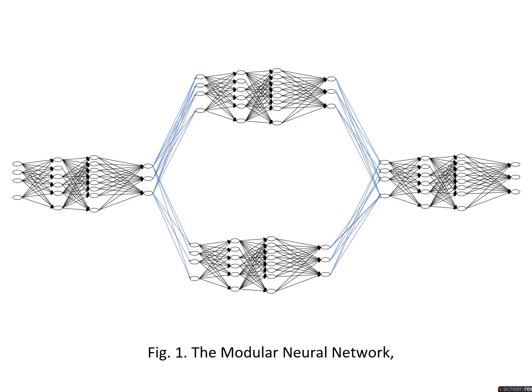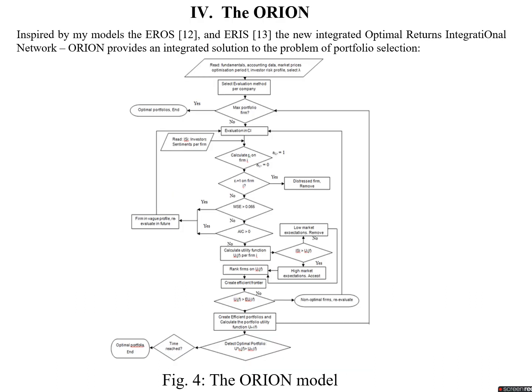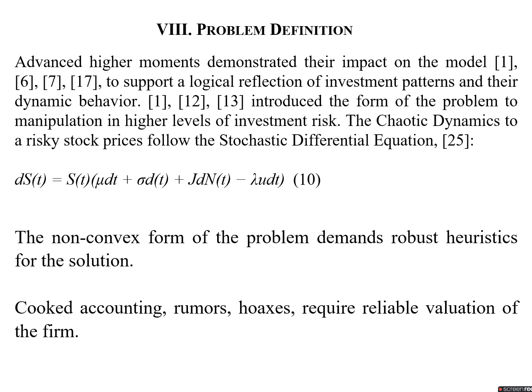This is the modular neural network. You see it's a network of networks, and this is a modular hybrid network with the genetics. The Orion integrated system has this algorithm, and the problem definition uses advanced higher moments to support a logical reflection of investment patterns and their dynamic behavior. So they are introduced to filter the manipulation of higher levels of investment risk.